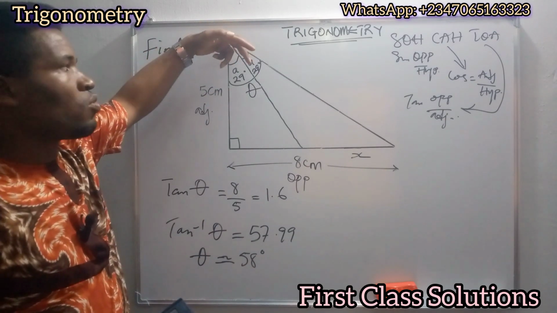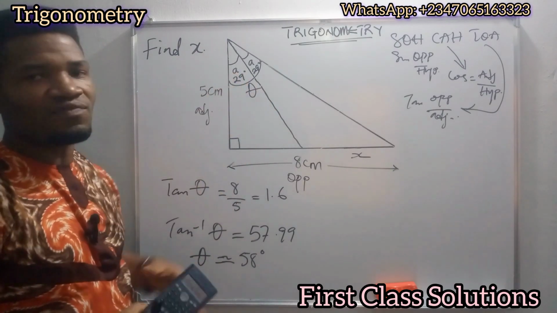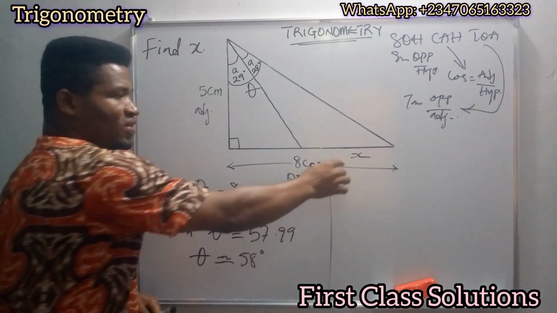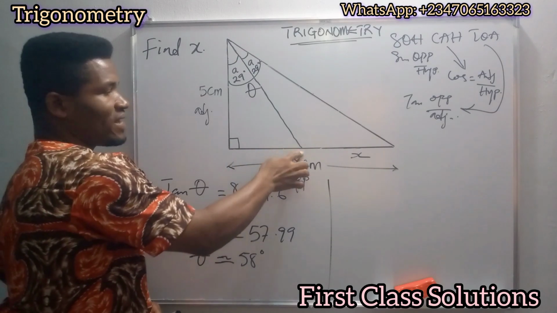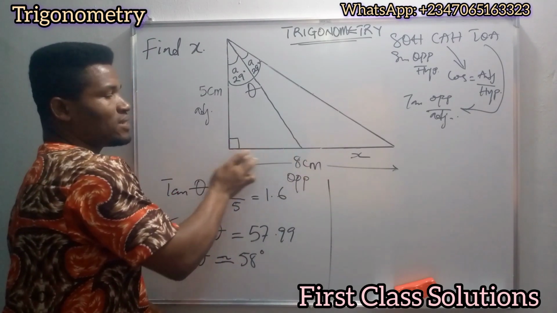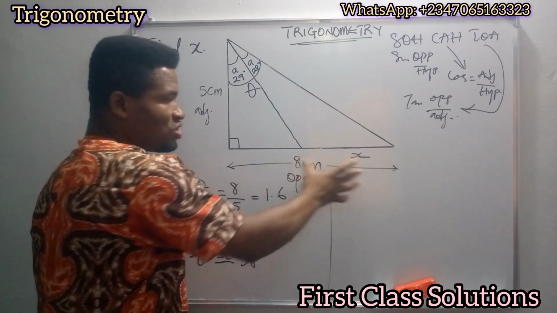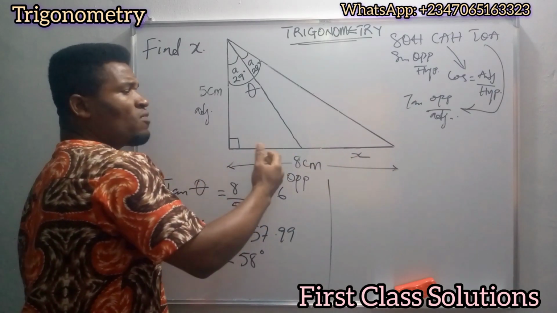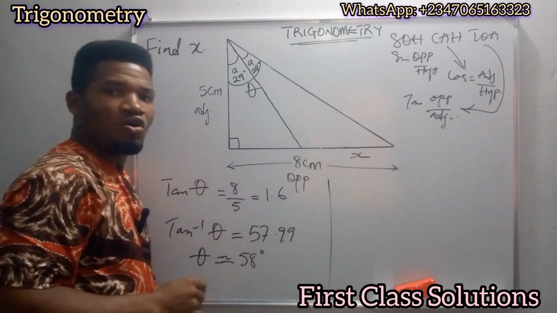And if the A's are equal, whichever value you have as theta, you divide by 2 to get the value of A. Mind you, we are looking for the value of x. And to get the value of x, we need to get the value of this side of this triangle, so that we'll subtract the value from 8 centimeter, which is the length of the entire larger triangle. So when this value is subtracted from here, we'll get the value of x.